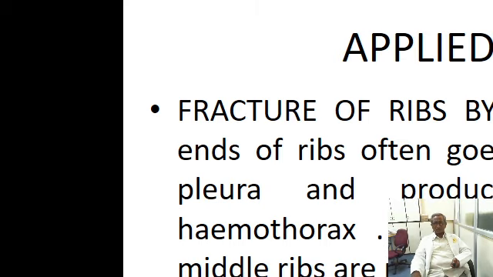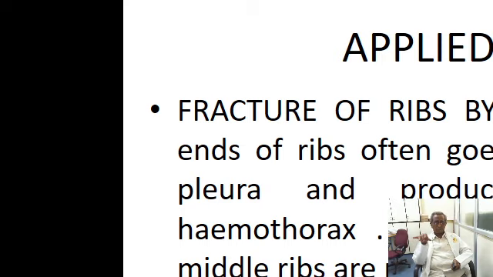Applied aspect. Fracture of the ribs by direct injury. Broken ends of the rib often go inward, causing a tear in the pleura or lung and producing pneumothorax or hemothorax. The condition is very painful. Middle ribs are most commonly fractured.